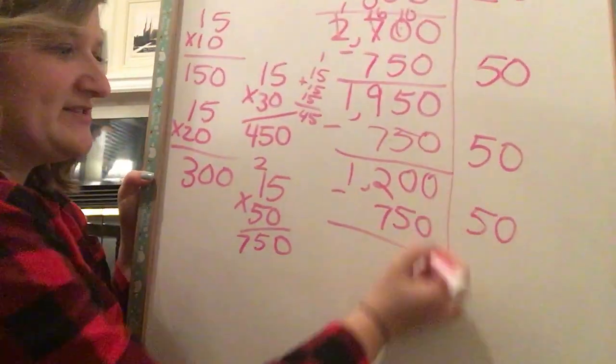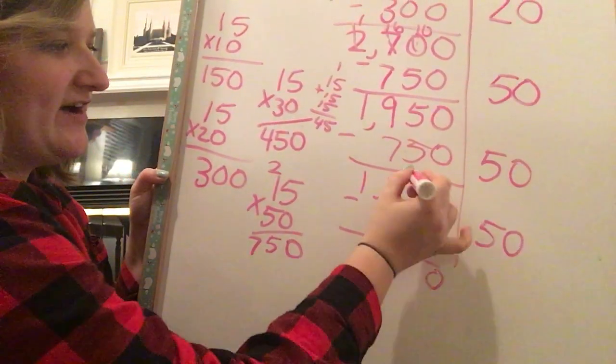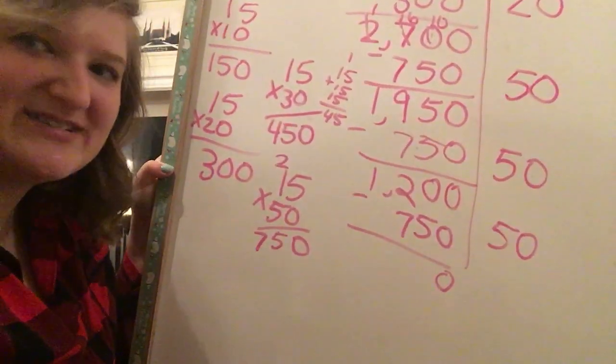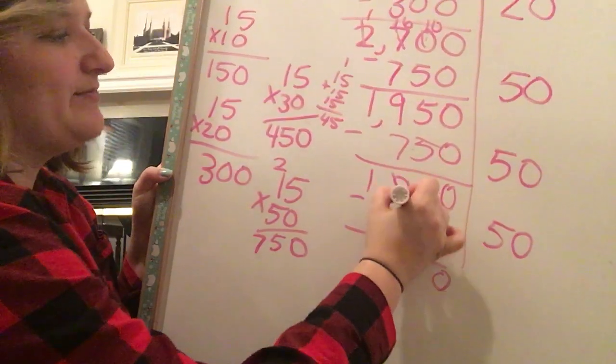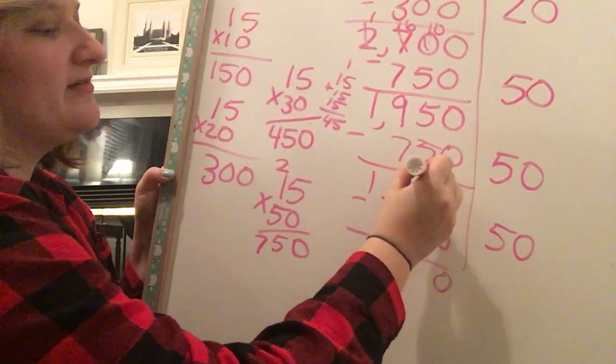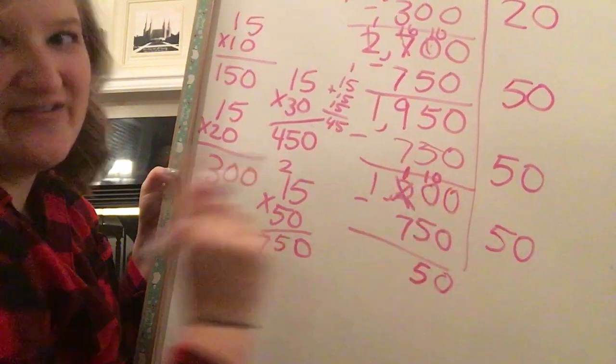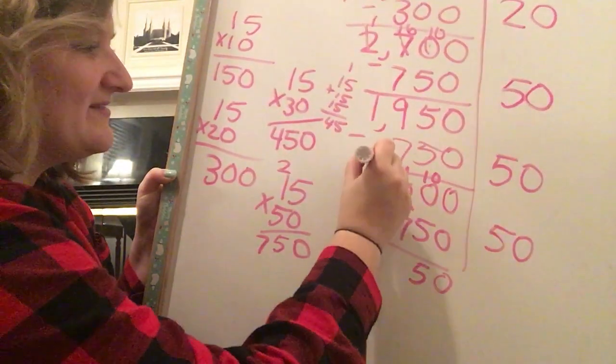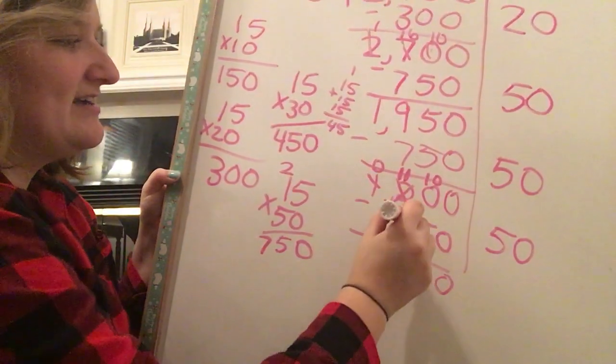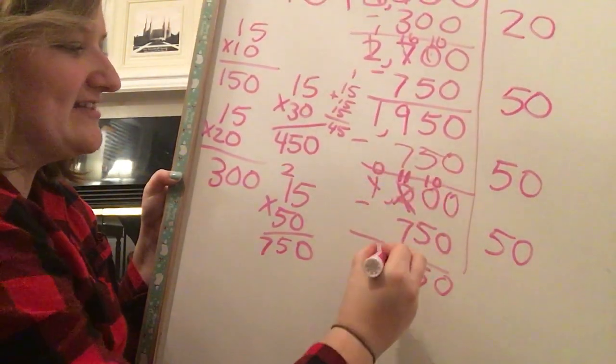All right, so here we go. 0 take away 0. 0 take away 5. Can't do that. I'm going to be careful this time because I made a mistake last time. I'm going to regroup from my 2. That becomes 1. This becomes 10. 10 take away 5 is going to be 5. 1 take away 7. Can't do that. Need to regroup. Be 0. This will be 11. 7, 8, 9, 10, 11 is going to give me 4.